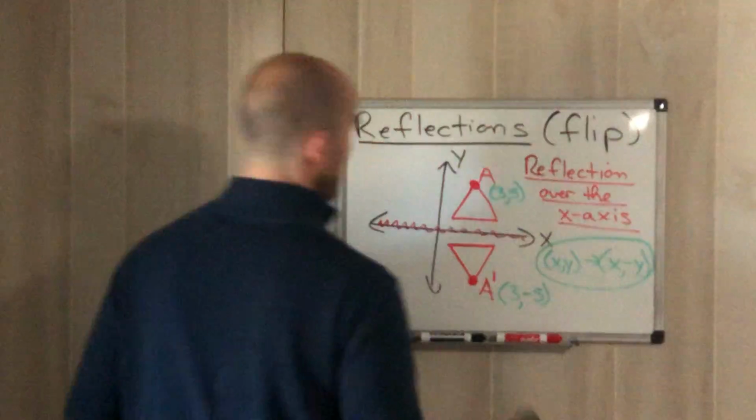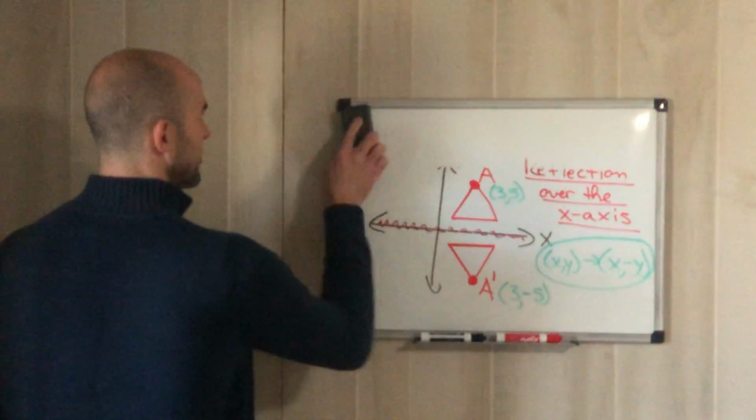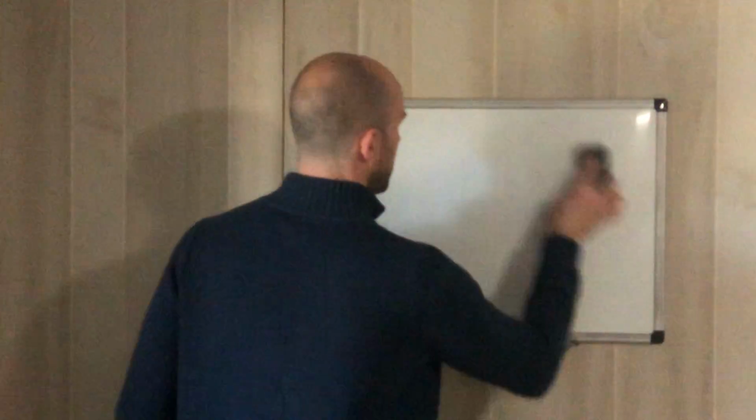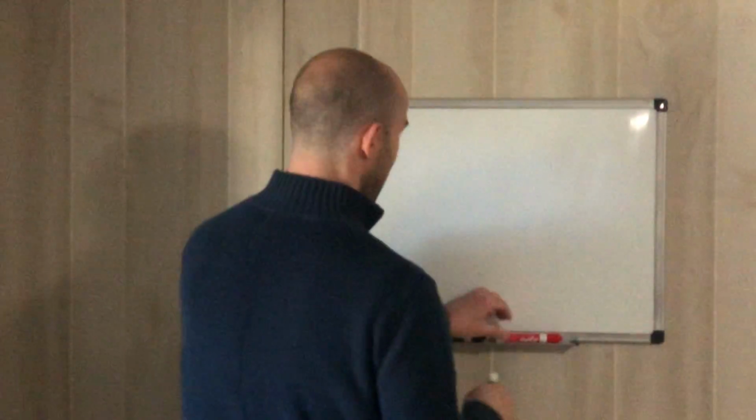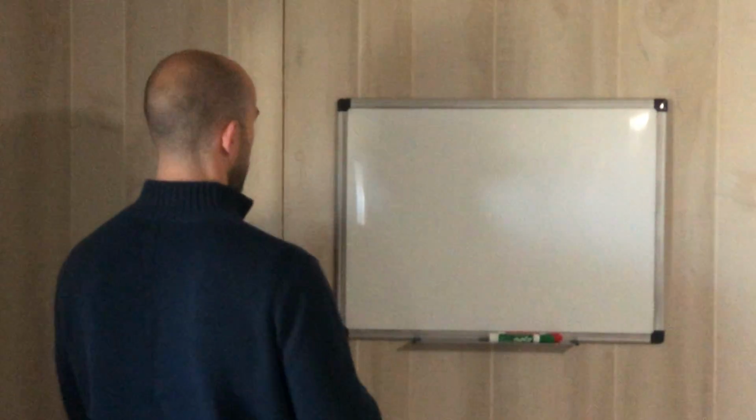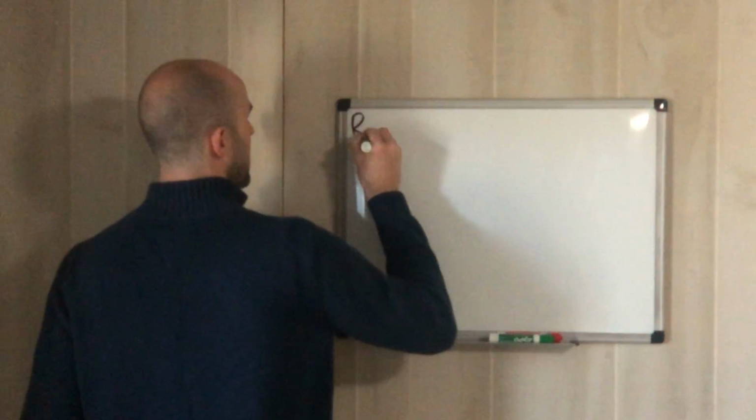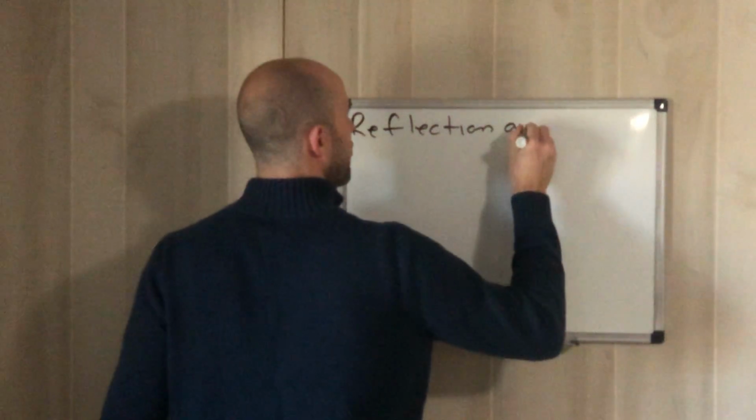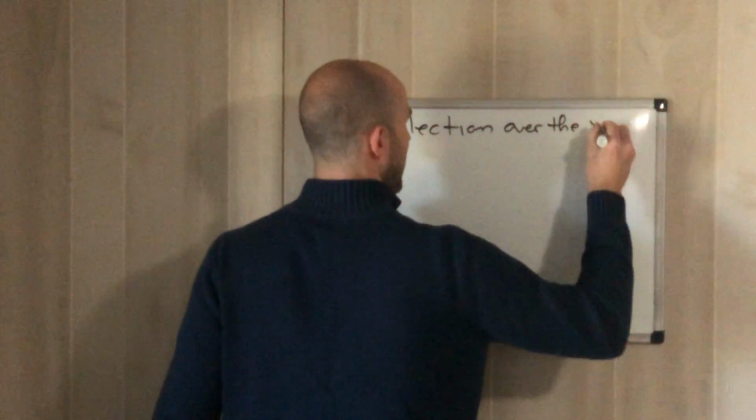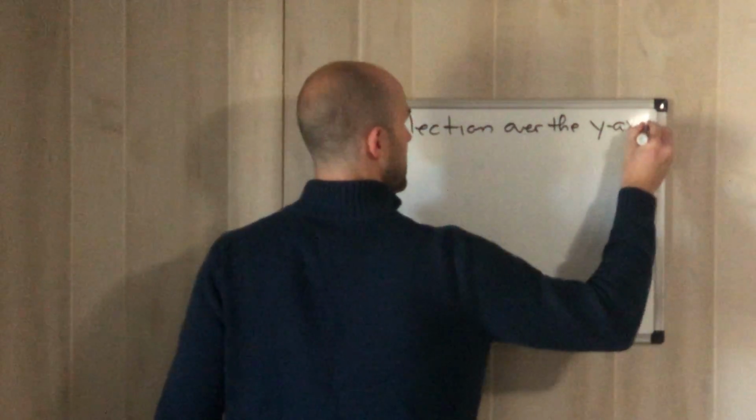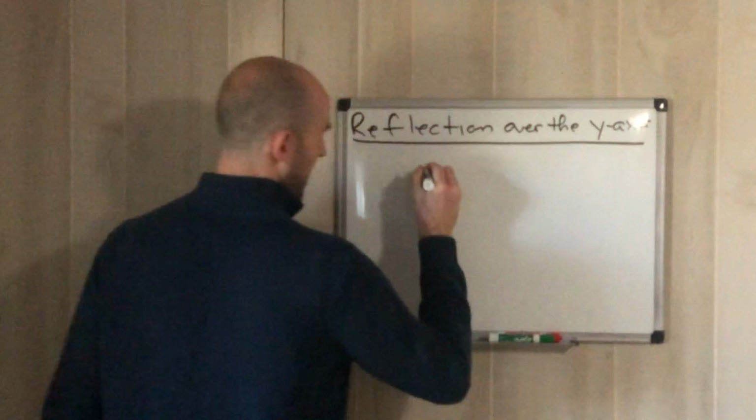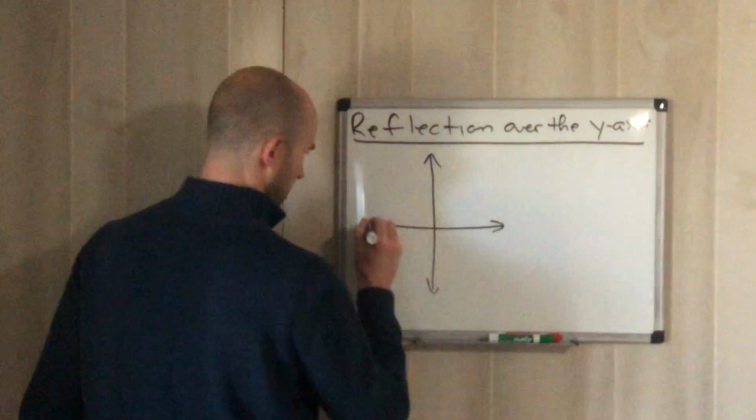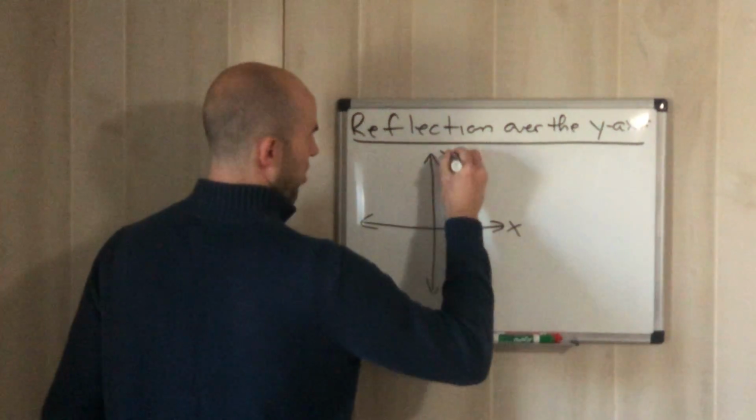And the reason I'm going to show you this is a reflection over the x-axis, right? Now, I'm going to show you a reflection over the y-axis. Because when you reflect over the y-axis, it does start looking a little bit differently, right? So this now is going to be a reflection over the y-axis, right? So again, y-axis always goes up and down. Okay? X-axis always goes left to right. That's our x, that's our y, right?